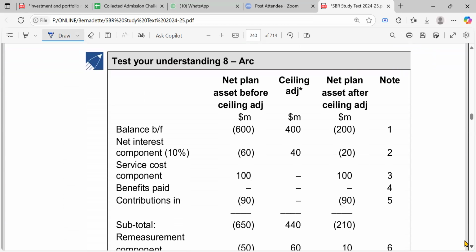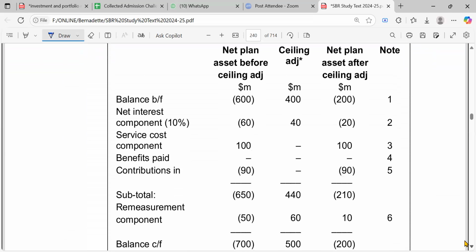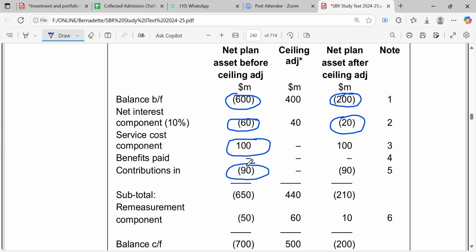You can see here, right? Initially the opening figure was 600, but our ceiling was how much? Was 200. That's why you have to use the 200 here. And if you take that component, it will be 20. Of course, we had done this already, right? We had put all these components here, even the service cost component. Benefits paid, we had put everything here.